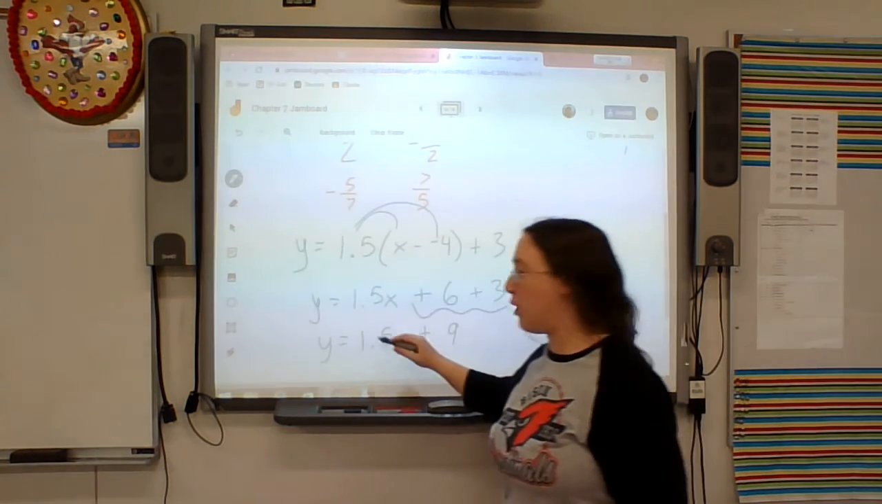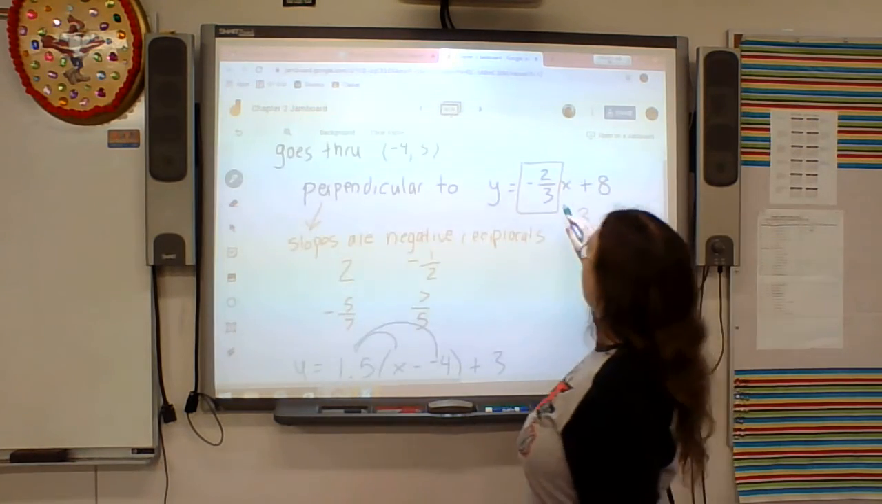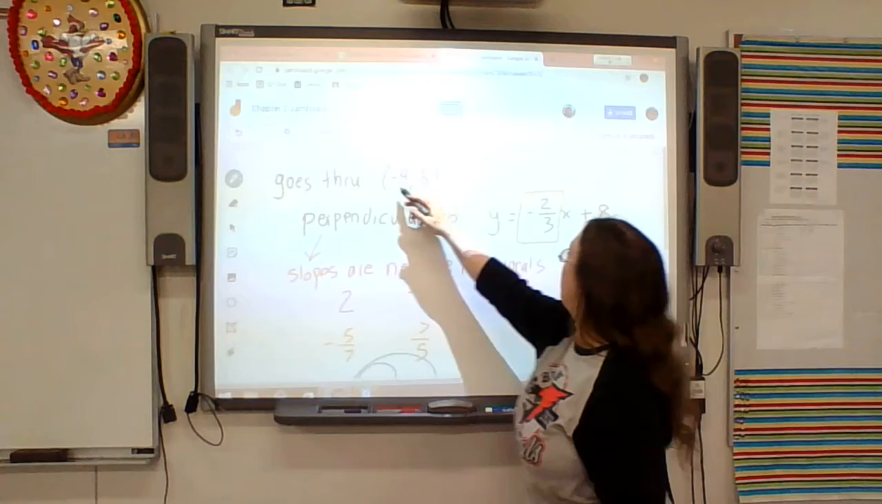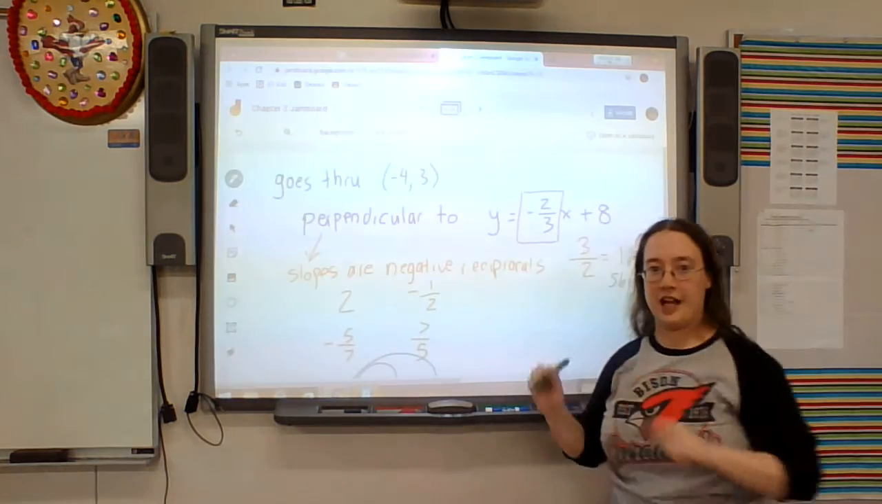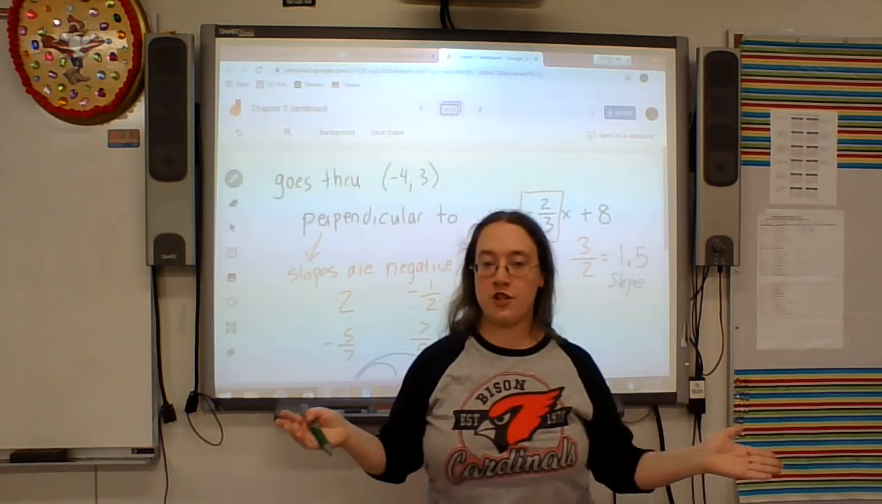And there we go. We've got an equation for a line that goes through negative 4, or whatever that was, 3, perpendicular to that line. Boom. Okay, so hopefully that wasn't too bad.